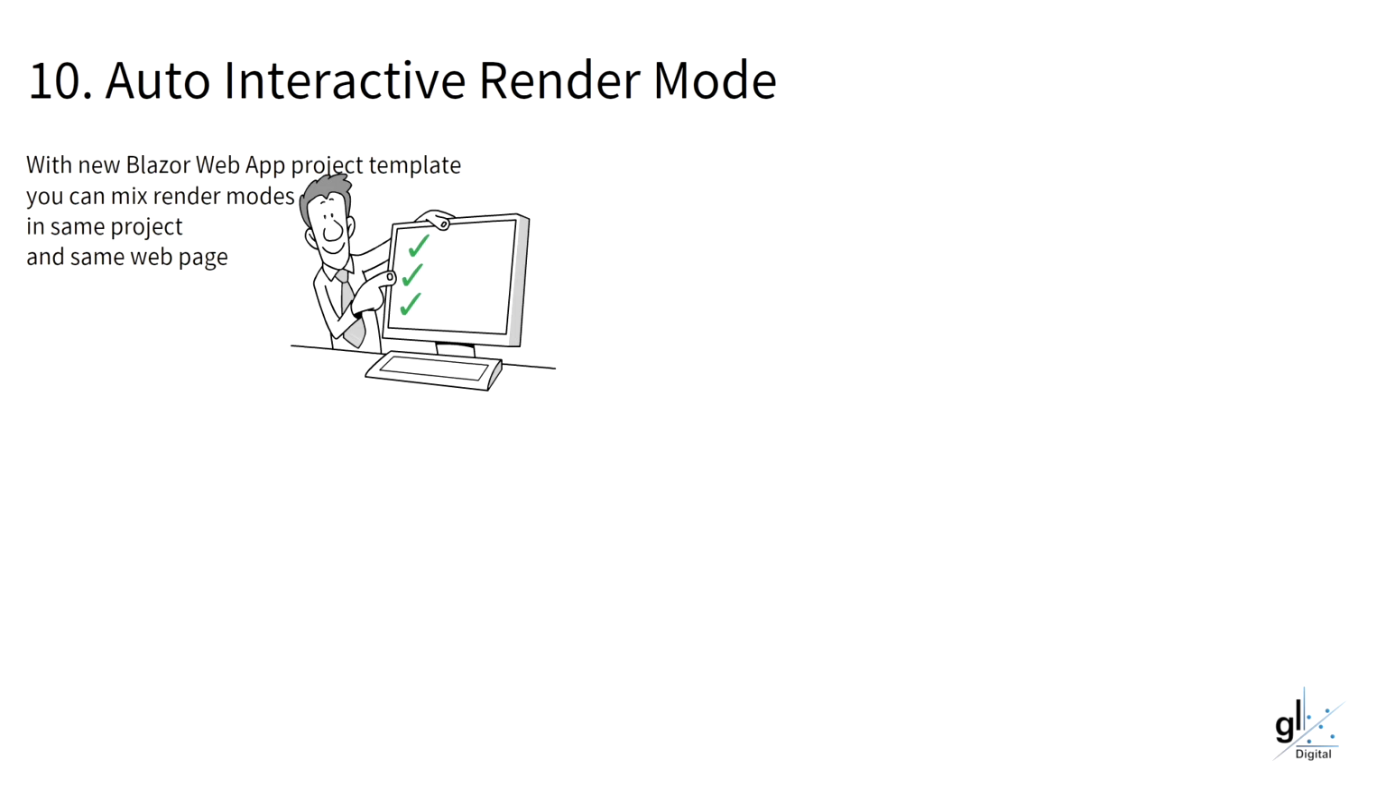Through the use of the Blazor Web App project template, you can mix your render modes. So you can have Blazor Server components mixed in with Blazor WebAssembly components within the same project and even within the same Razor page. Each of these types of components, i.e. Blazor Server and Blazor WebAssembly, have their pros and cons.